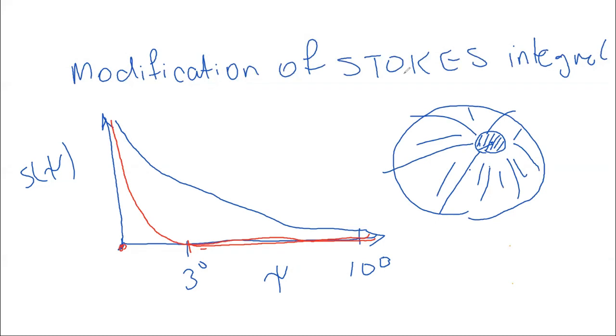So in this case, I have to change this kernel, change this integral a little bit, so that the effect of the data outside this integration domain is minimized. This change is called modification. Modification means to change the kernel of the Stokes integral in such a way that the effect of the data outside the specific cap size or integration area is minimized.